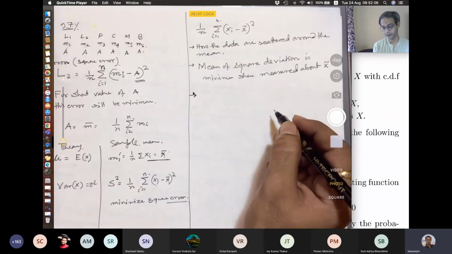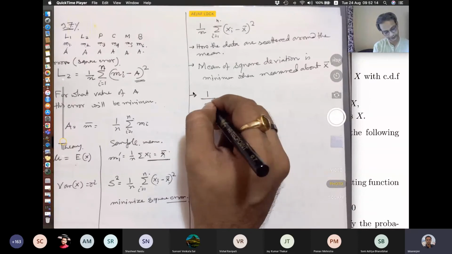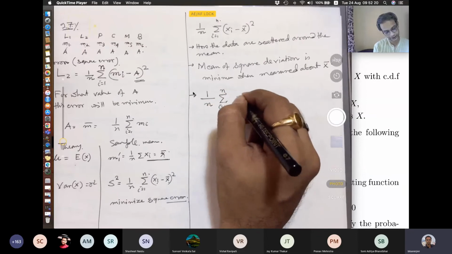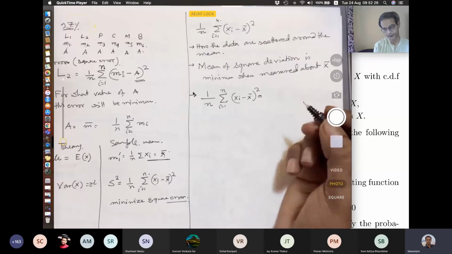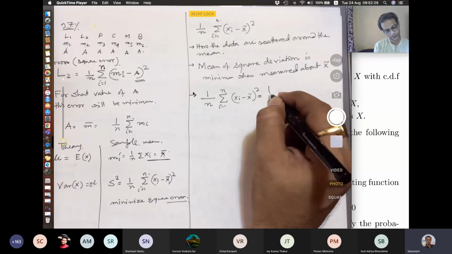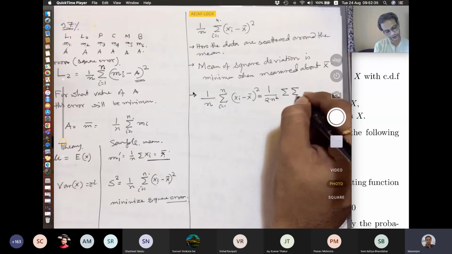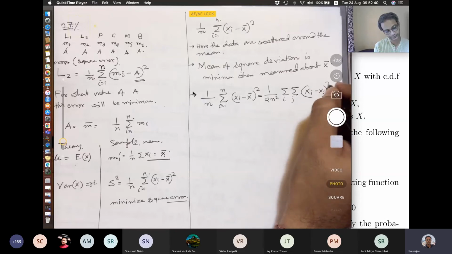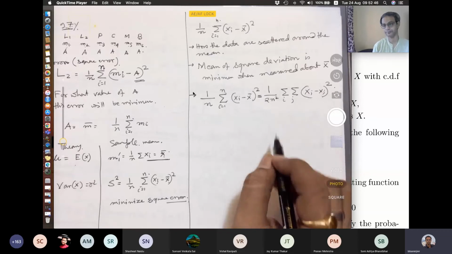Another interpretation you can follow from here. You can write the thing in this way: the sum, i running from 1 to n, of xi minus x bar whole square, is the same as 1 by 2n square double summation over i and j of xi minus xj whole square. These two things are the same. You should be able to show it.